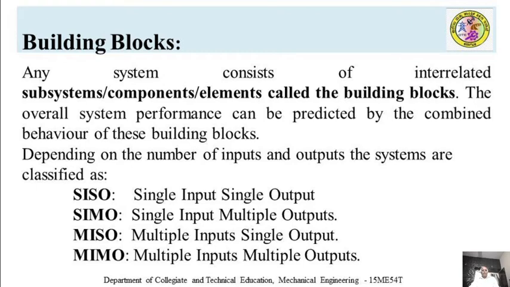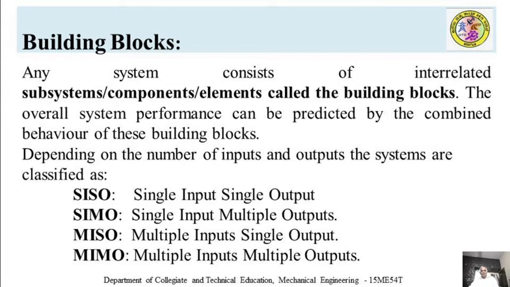So coming to the definition of building blocks, as we have already discussed, a system consists of a number of components, subsystems, elements. These components or elements or subsystems are called building blocks. For example, we have already discussed the refrigerator. In a refrigerator, the compressor is a building block, the condenser is a building block.